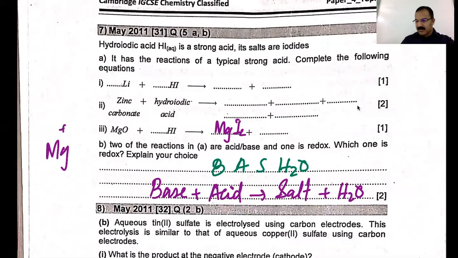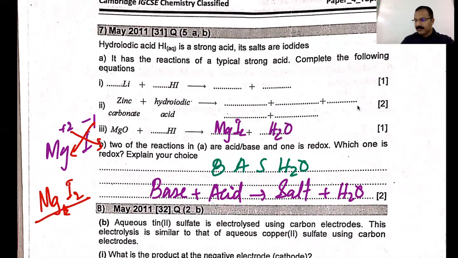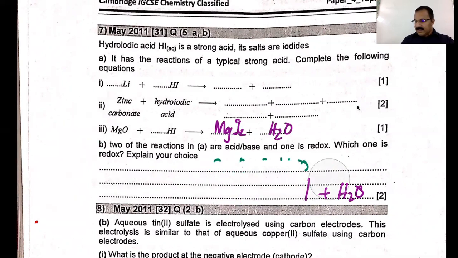Mg is in group 2, so it is 2+. Iodide is -1. So when you do the crisscross of charges, it is magnesium 1 and iodine 2. The 1 we usually don't write, so it is MgI2, plus H2O. Now we need to balance it. How do we balance it?